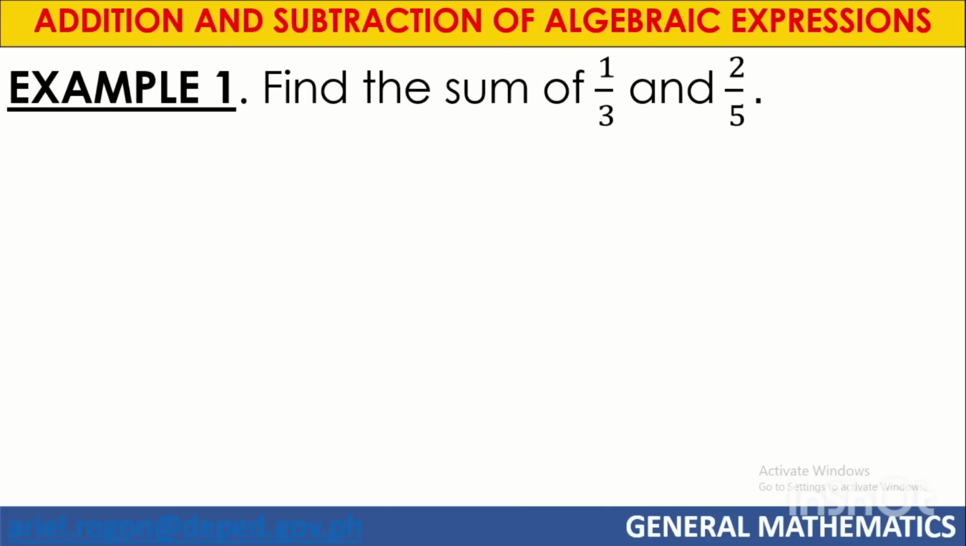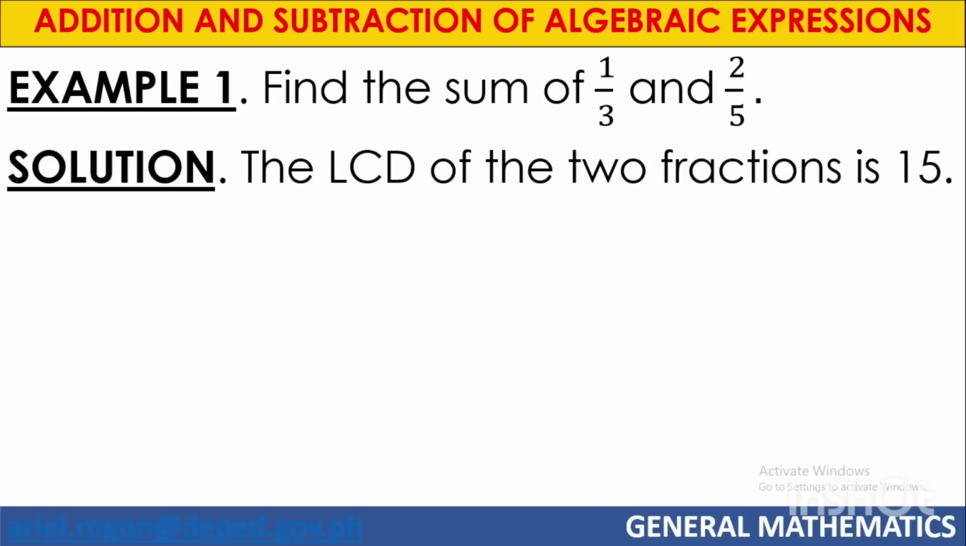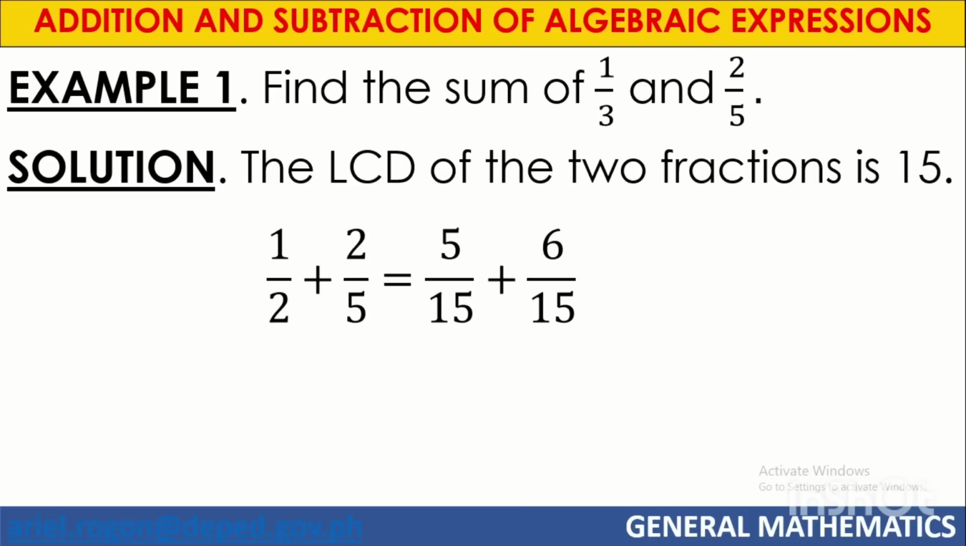First, I will give an example. Find the sum of 1/3 and 2/5. So we just add 1/3 and 2/5, using the steps mentioned earlier. We get the LCD of 3 and 5, and the LCD is 15. So to add, we use the LCD.